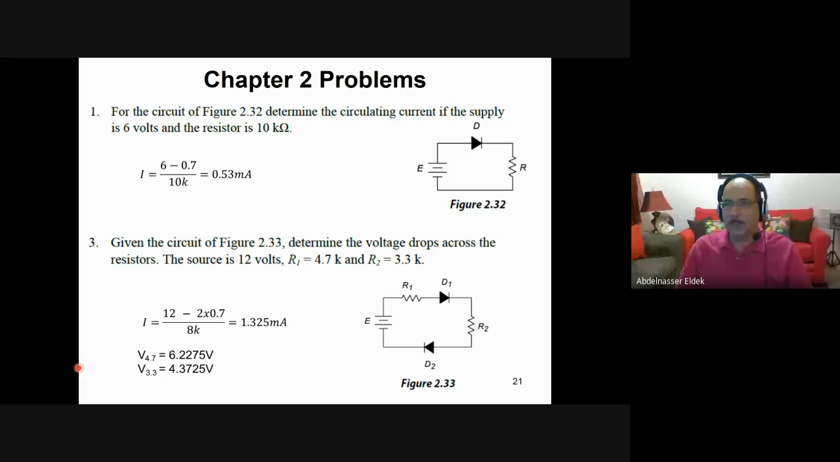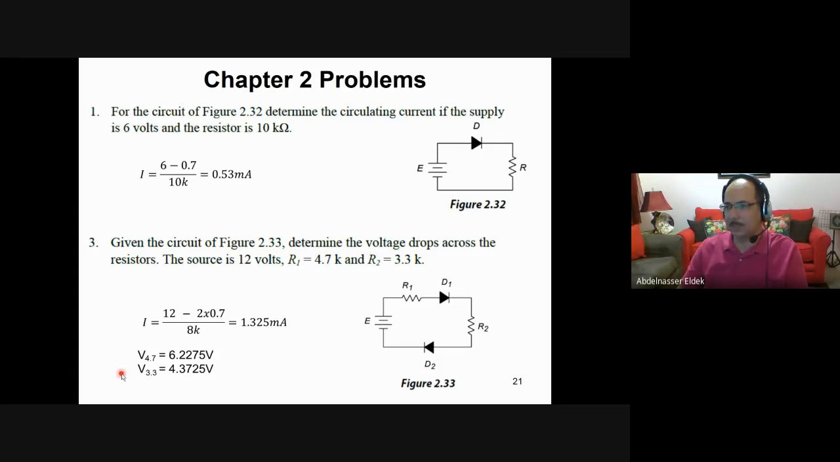Okay, we're still in chapter 2, and these are the problems. For example, I have a circuit like this, and I want to calculate the current. The voltage here is 6 volt, and the resistance is 10K. Then we can simply find the current. The 6 volt dropped in both the diode and the resistor. The voltage across the diode is 0.7 volt.